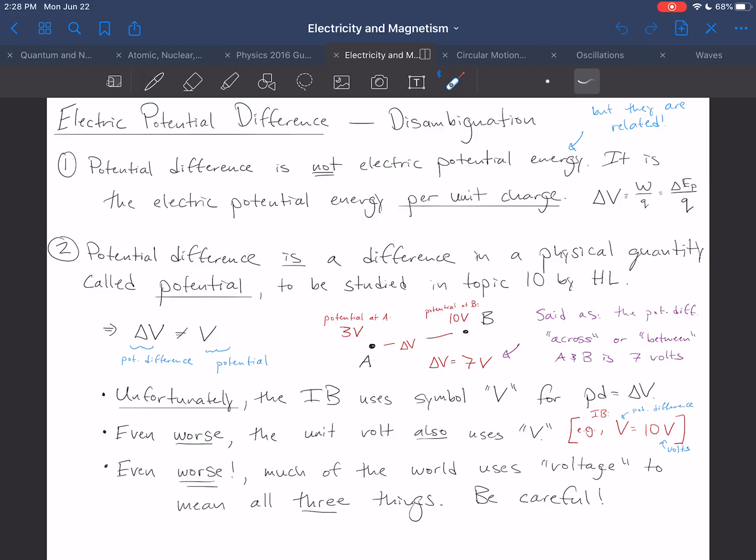Even worse, and I mentioned this before, much of the rest of the world uses the word voltage to mean all 3 things: the unit, the quantity potential, and the quantity potential difference. I'm going to do my absolute best never to use this word. I'll probably mess up at some point just because it's ingrained in me the same way it's probably already ingrained in you, even though you haven't studied this yet. So I'm going to try to stick to using the phrase potential difference when I mean potential difference, the word potential when I mean potential, and the word volts when I mean the unit.